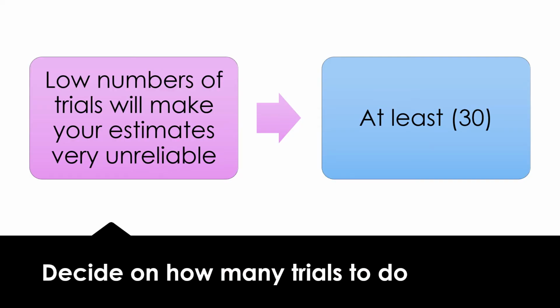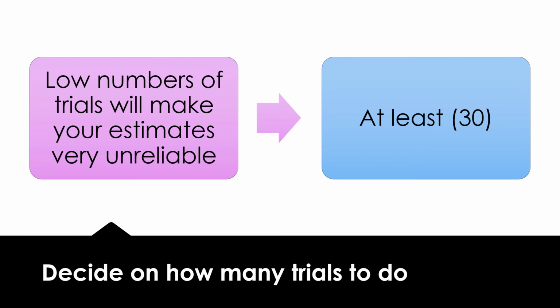So this is crazy simple, this one. You just need to say how many trials you're going to do. Remembering that a lower number of trials means that you'll be less reliable. You're going to have big differences in your results compared to other people. So your estimates will be less reliable.